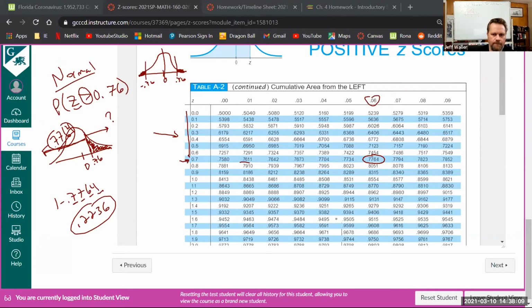Wait, can you explain one more time why it's 1 minus 0.7764? Do you agree that the question wants this area here? When we look up anything in the chart, it tells me the area below what I looked up. And the whole picture has to have an area of what? 1. Good. So if I know this chunk is 0.7764, the other chunk must be 1 minus that. Got it. Thank you.